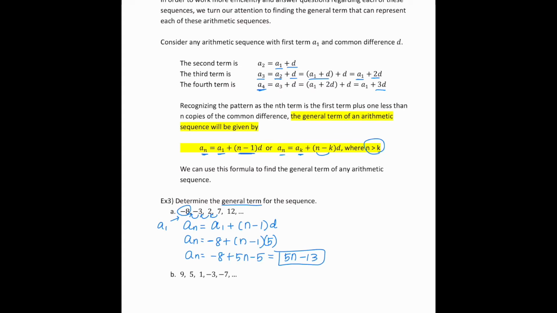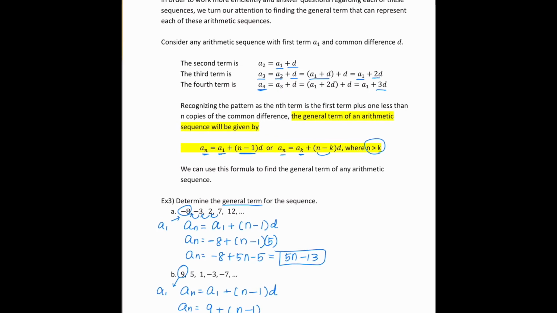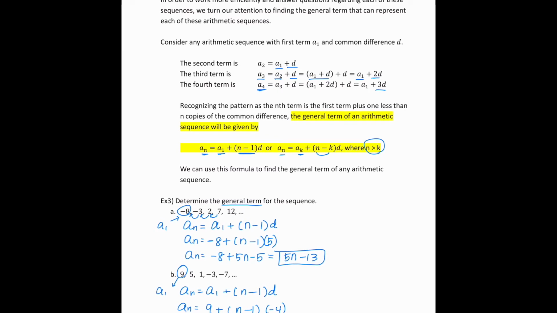All right, next one. So a sub n equals a sub 1 plus n minus 1 times d. So a sub 1 is actually the 9. So 9 plus n minus 1, and 5 minus 9 is negative 4. So in order to find that, 9 and multiplied by negative 4, you got negative 4n plus 4. And then we get negative 4n plus 13 as the general term.